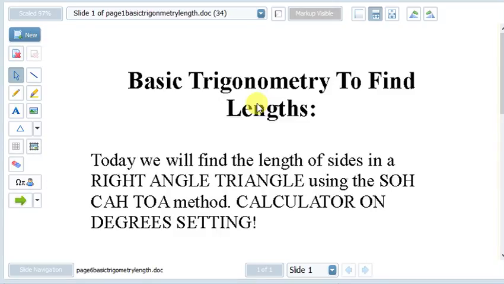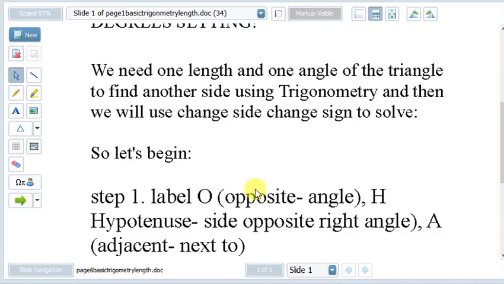Hello. Today we are going to work out a length in a right angle triangle using basic trigonometry and the method SOHCAHTOA. So today we will find the length of the sides in a right angle triangle using the SOHCAHTOA method, and remember to have your calculator on the degrees setting.